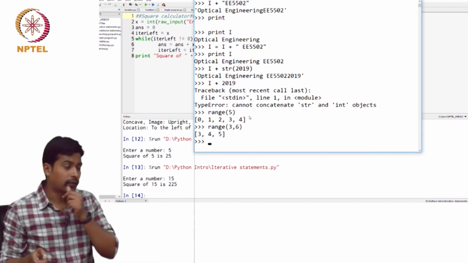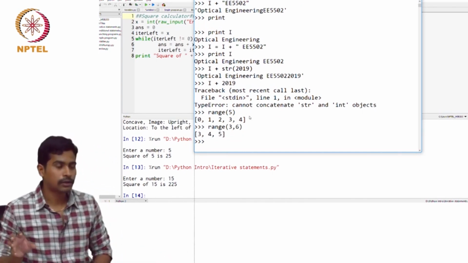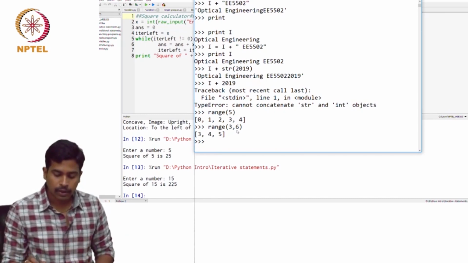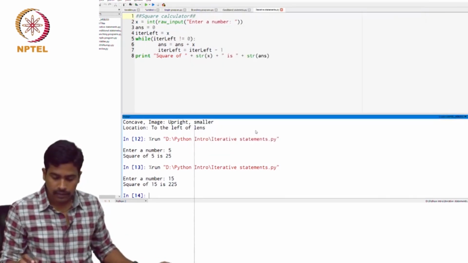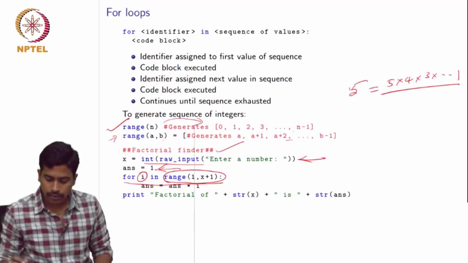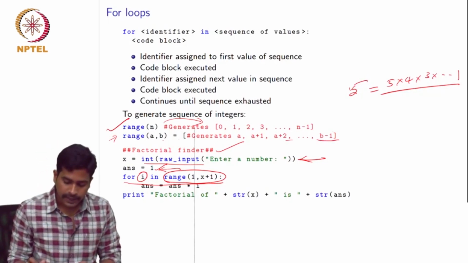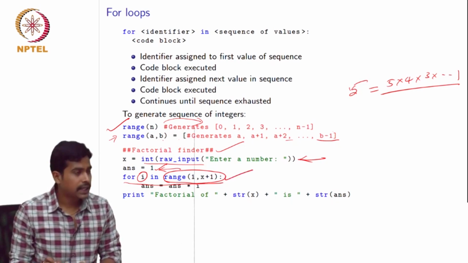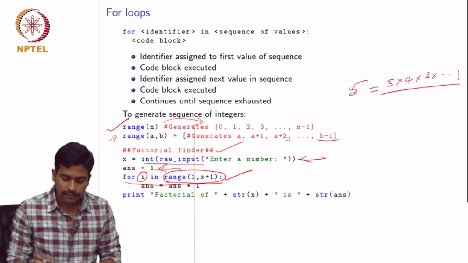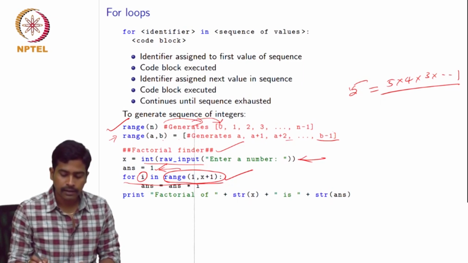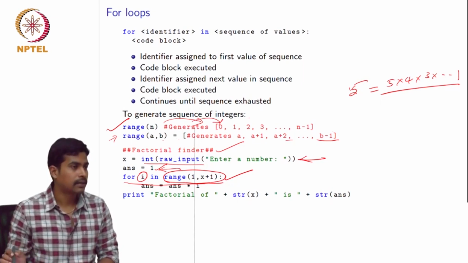So it is going to be 3, 4, 5 again, not 6. You also have to remember that it does not go all the way to b, it goes only to b minus 1, okay. So in this first statement, in each of these iterations, the value of i is assigned to one of these numbers sequentially, okay.